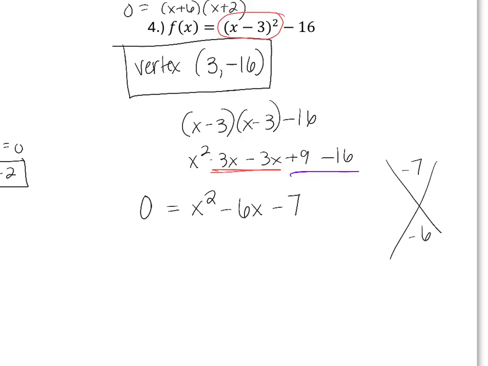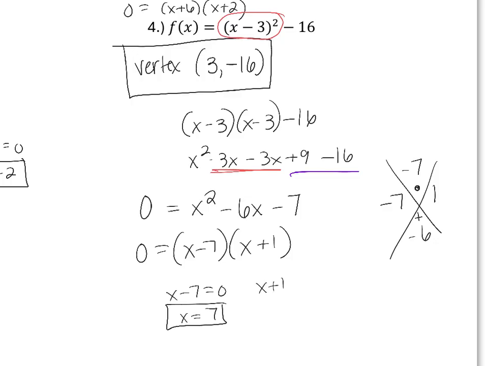What are my two factors? Negative 1, no. 7 and negative 1. Negative 7, positive 1, right? So then, write it in factored form, and then solve for each. X equals 7. And these are my roots, or x-intercepts, or zeros, or solutions, whatever they call them in whichever place you're looking.